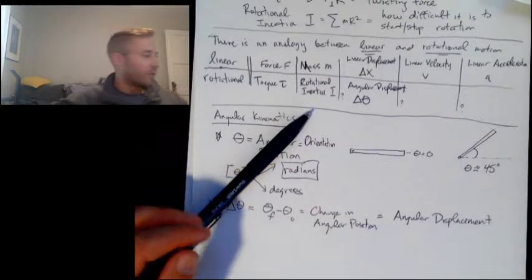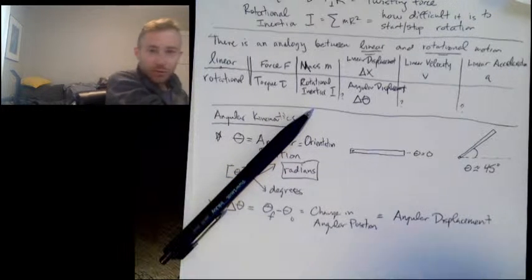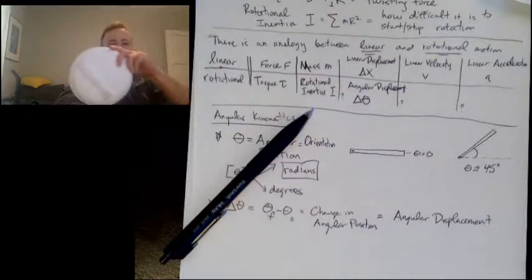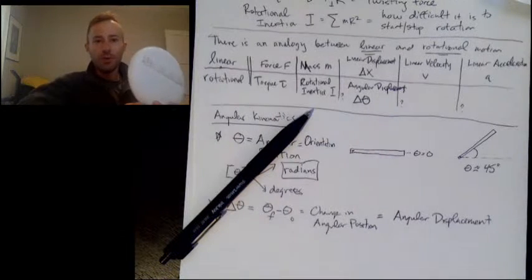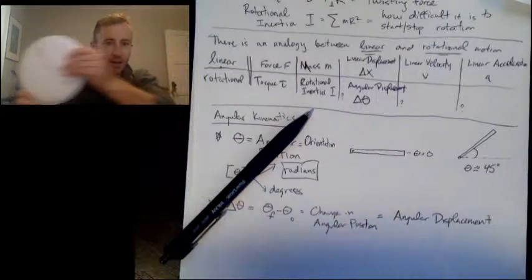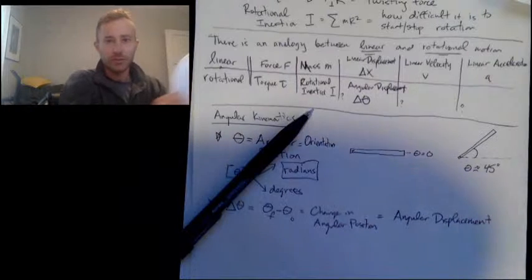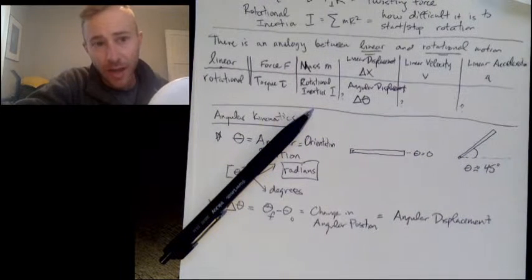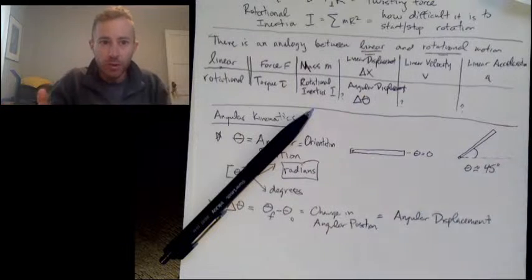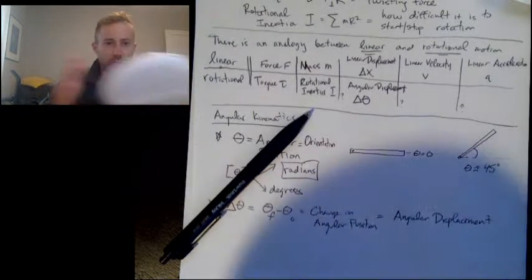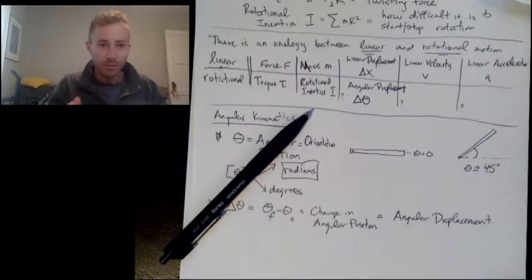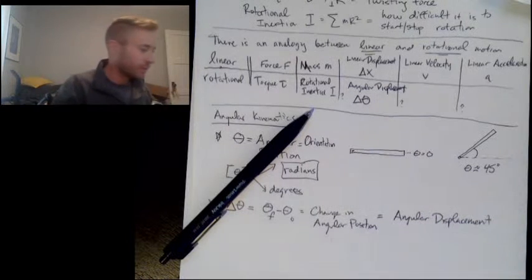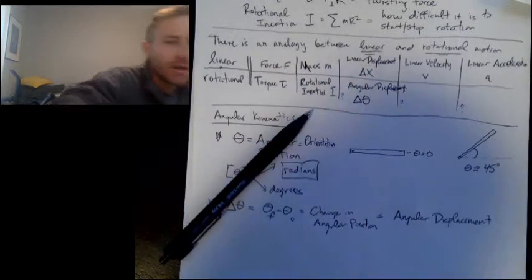But if you're doing a problem where you have both and you need to differentiate between the two, a good example of that would be something that is rolling. If something is rolling, then it's moving from point A to point B, so it has linear displacement, but it's also rotating while it moves, and so it has angular displacement. So when it's important to differentiate between the two types of displacement, you would say linear displacement and angular displacement.